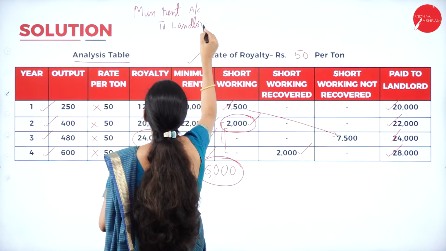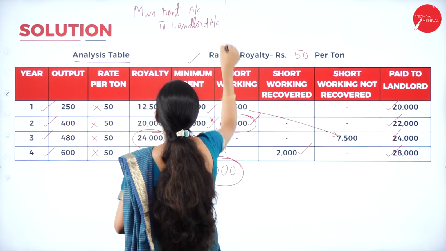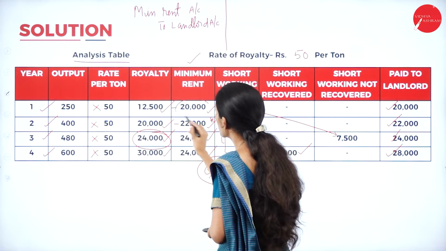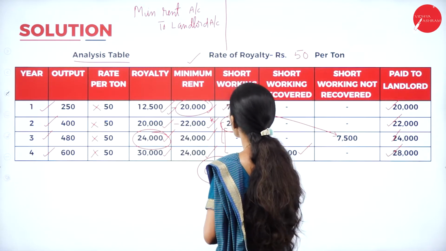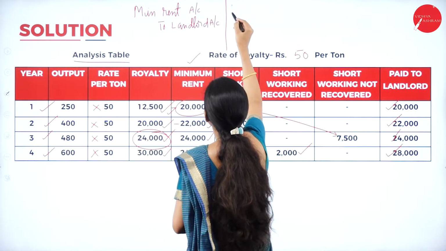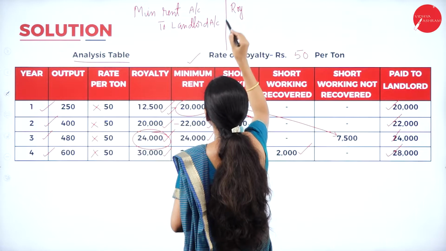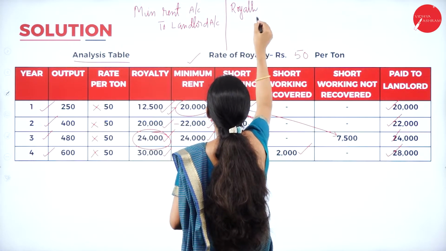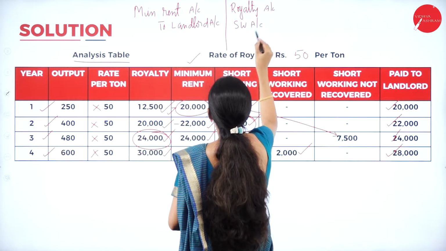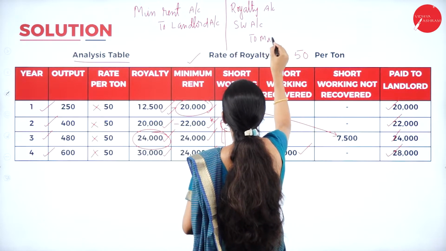So minimum rent account debtor to landlord account. So this is your first entry. Now this 20,000 includes royalty as well as short workings. Correct? So what is your entry? Royalty account debtor, short workings account debtor to minimum rent account.